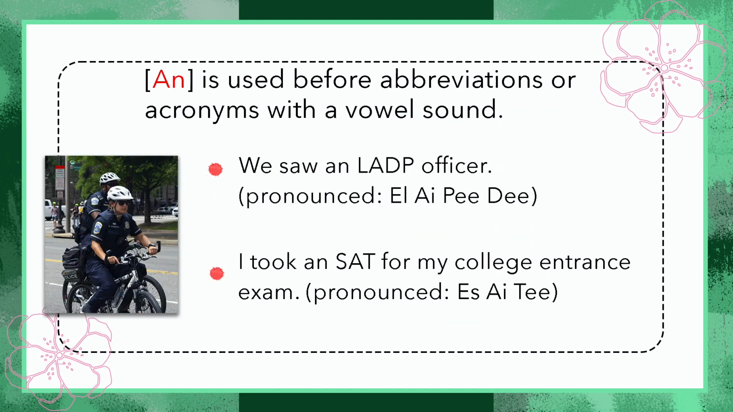An is used before abbreviations or acronyms with a vowel sound. We saw an LAPD officer. Notice we're saying the actual letter name, so it is pronounced L-A-P-D. Therefore, we're using the word an.